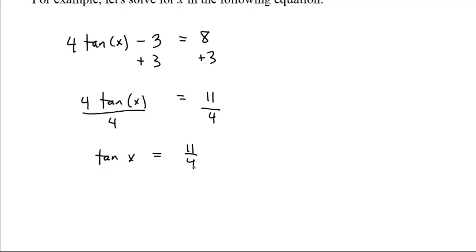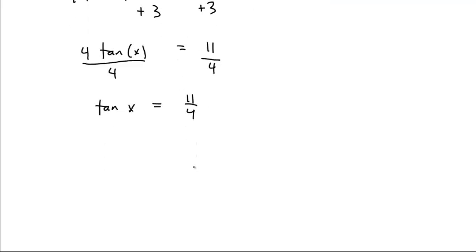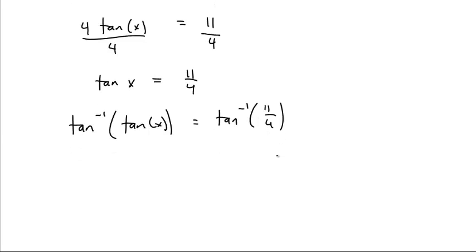And now the question is, how do you get that tangent off? How do you get x all by itself? And the answer is, you untangent both sides. You take the inverse tangent of the left side, and we take the inverse tangent of the right side. And tangent and inverse tangent undo each other, and you're left with just x is the inverse tangent of 11/4.